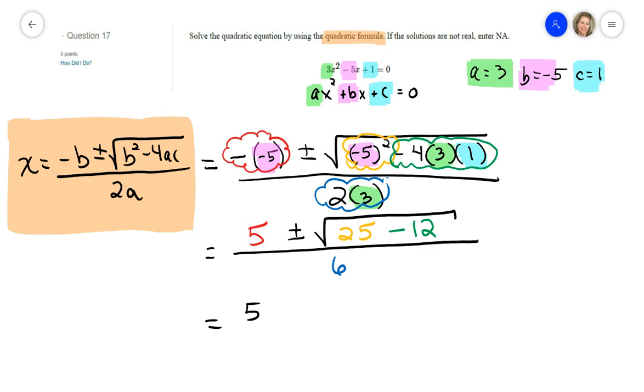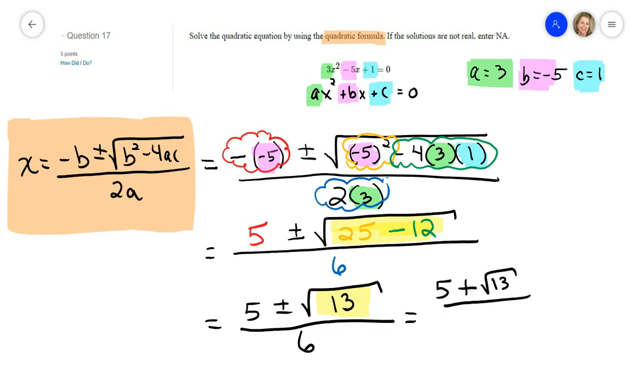Now I'm going to switch back to black. Then I'm going to complete what's underneath the radical here. This 25 minus 12, that's what's going to go here. 25 minus 12 is 13, and I cannot simplify that. So that's my answer. There's actually 2 of them. If you split them up, it would be 5 plus the square root of 13 over 6, and then a semicolon, 5 minus the square root of 13 over 6.